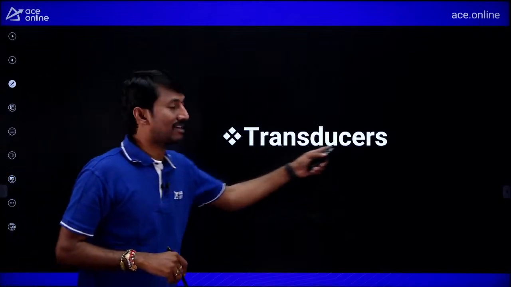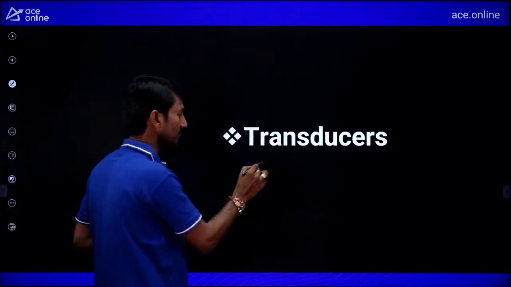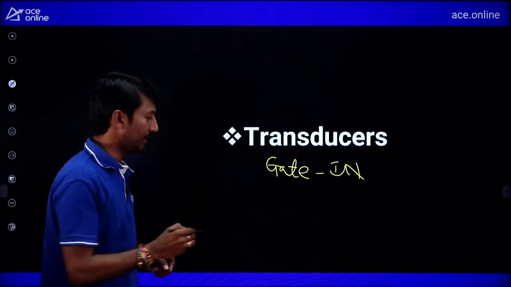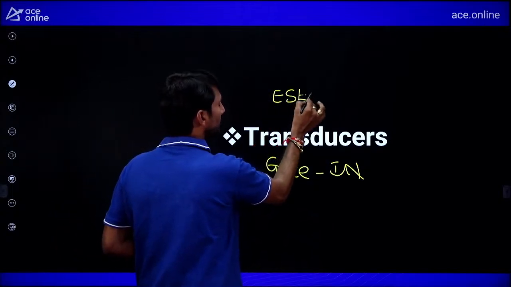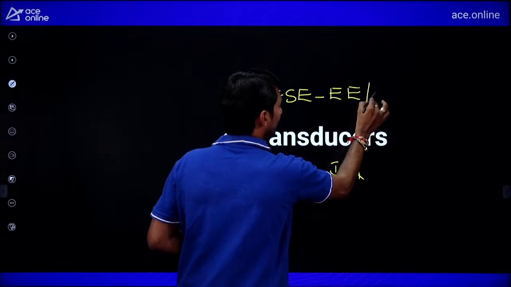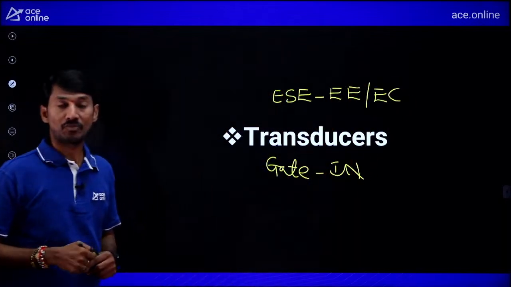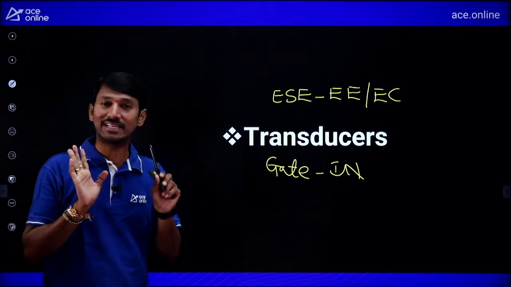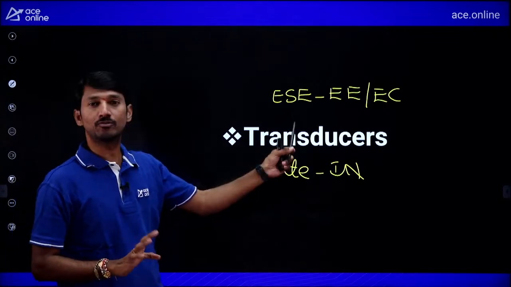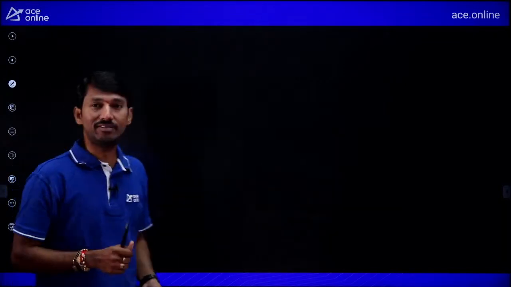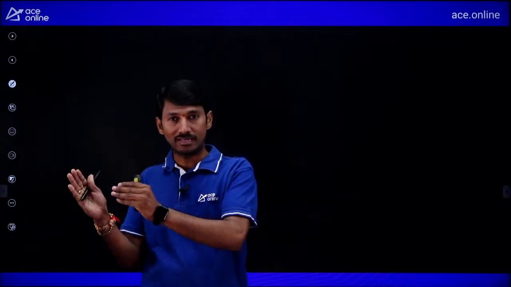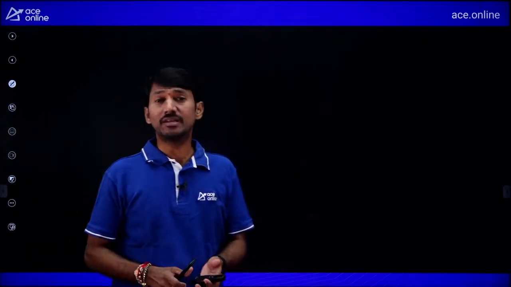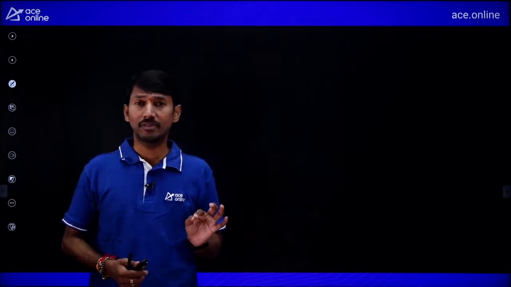But next one is the transducers. Where is it there? In GATE it is a separate subject for instrumentation, and in ESE electrical and electronics, it is there. This transducer topic is there in almost all the state level examination syllabi also. That's why you need to follow this also. So this is the total division, part by part: electrical, electronics, and transducers.